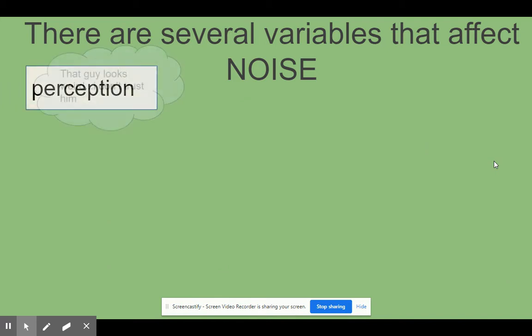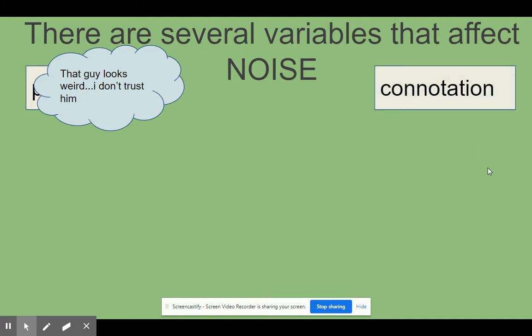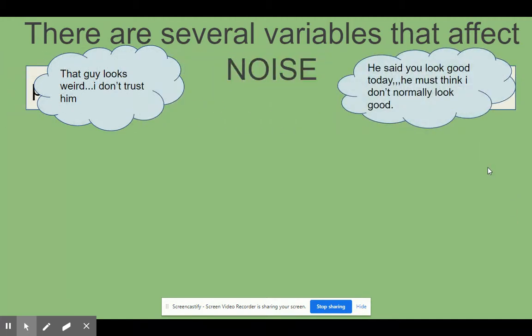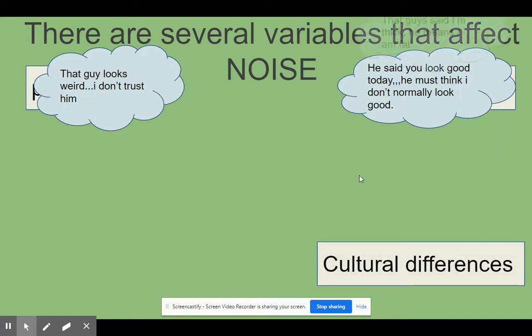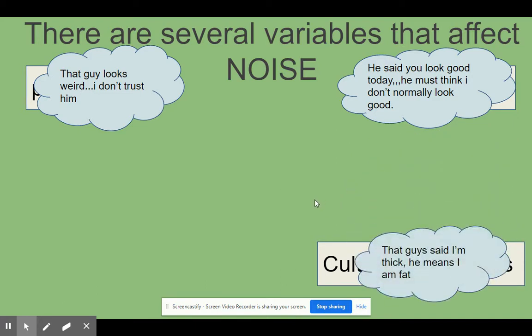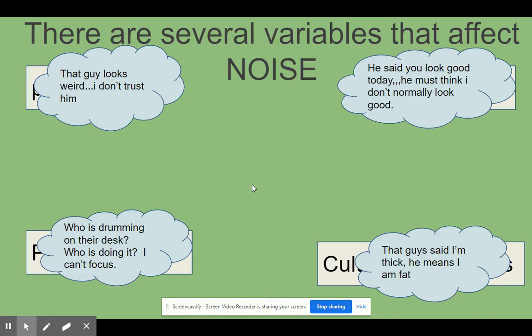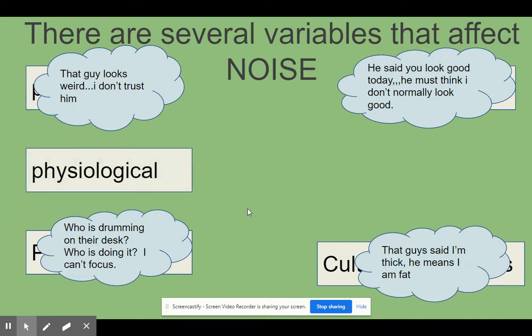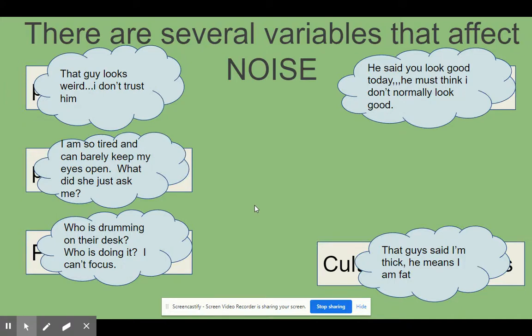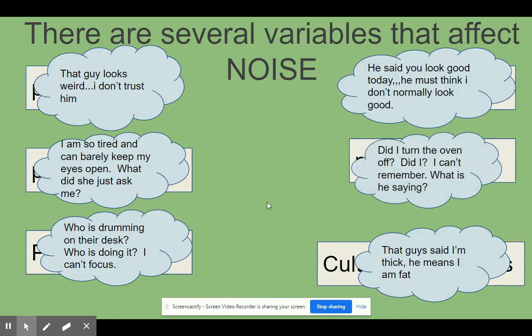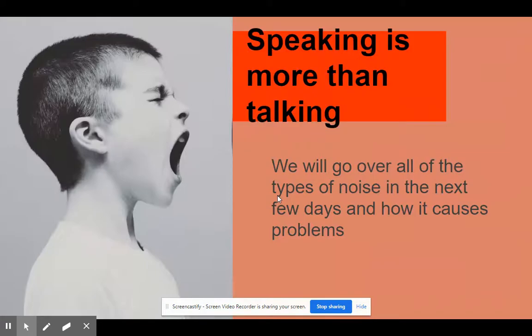We have things like perception. So the guy looks weird, I don't trust him, so you're thinking that, you can't necessarily pay attention. Connotation is how we take words. So sometimes what we think a word means versus what someone intends. We've got cultural differences. So in different cultures, they might mean one thing and I think they mean something else. We've also got physical noise, so noise that gets in the way of us actually hearing. We got physiological, which is kind of like our stomach is rumbling and all we can think about is food. And we've also got psychological, where we're thinking about other things that we can't focus on anything else.